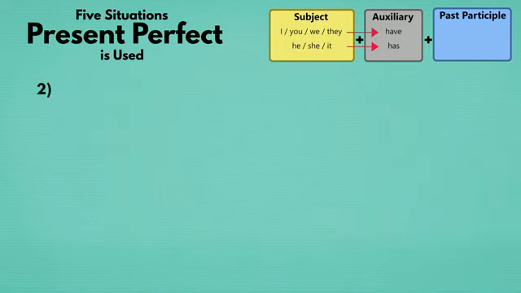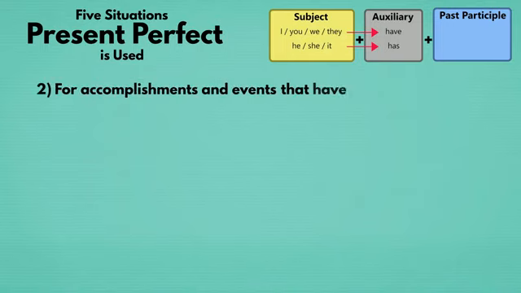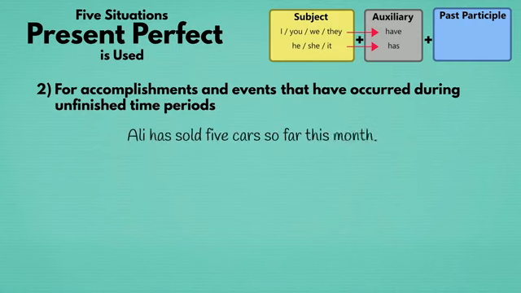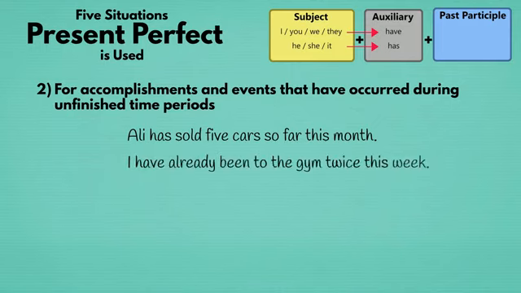Number 2. Present perfect is used for accomplishments and events that have occurred during unfinished time periods. For example, Ali has sold 5 cars so far this month. This is an accomplishment for Ali, and the month is not over, so he may even sell a 6th car. Another example. I have already been to the gym twice this week. Both examples show an unfinished time period.